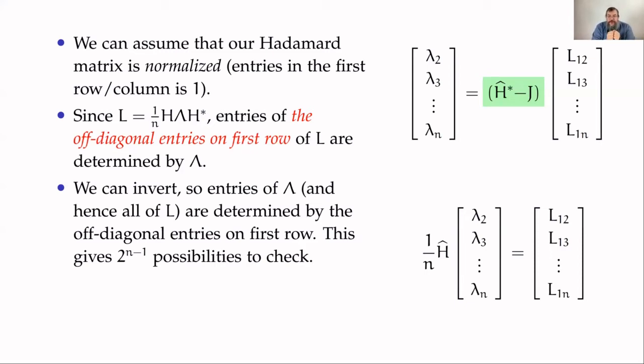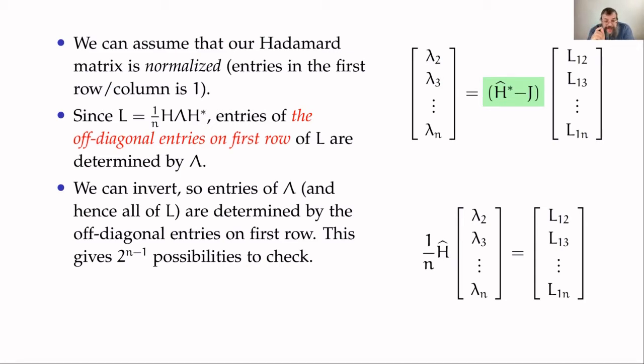And so what we can come to the conclusion of is once we look at the first row, if we know what the first row is, it forces the whole rest of the matrix. And so, well, how many possibilities are there? There's only 2 possible entries for each entry on that first row, because we ignore the diagonal entry, 0 or -1. And so that only gives us 2 to the n-1 possibilities to check.